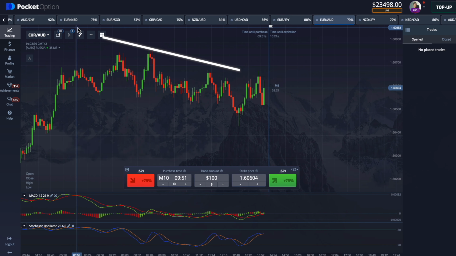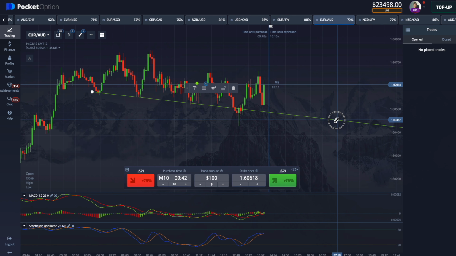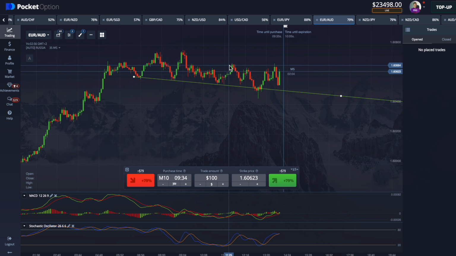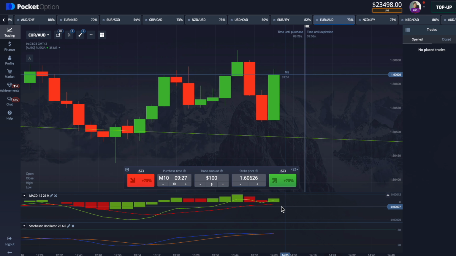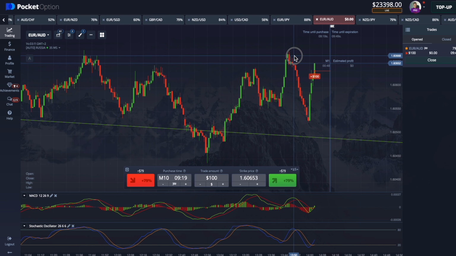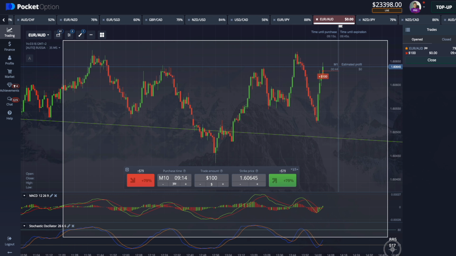Here we see a downtrend on our 5-minute time frame. Let's zoom in and examine our indicator lines. The stochastic lines have already touched, but MACD hasn't touched yet, since the market bounced off a little. For now, it's at its highest point, and we have a perfect entry point. Let's get a put option that expires in 10 minutes.